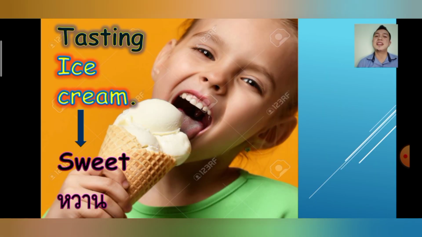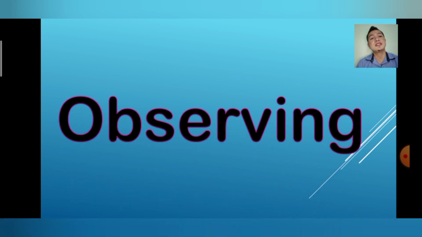Another one, tasting an ice cream. The ice cream is sweet. Look at the face. See, the face looks different from the other picture that I showed you a while ago. See, the face of this girl shows that she is tasting a sweet food because it's an ice cream. So, observing is one of the tools in science process skills that is very important in our daily life. We use it in our daily living.